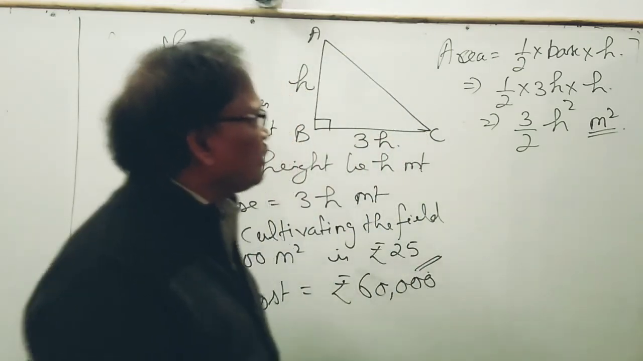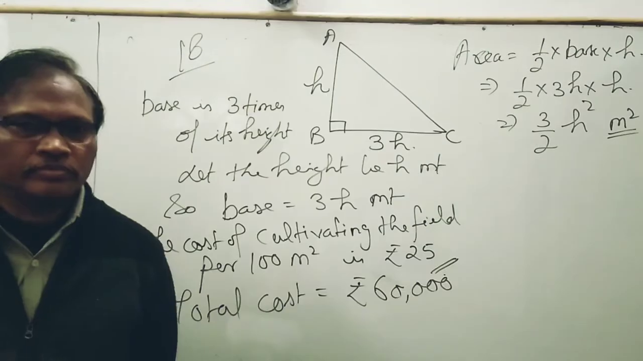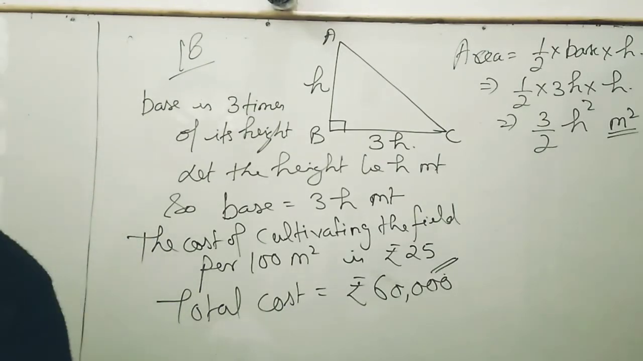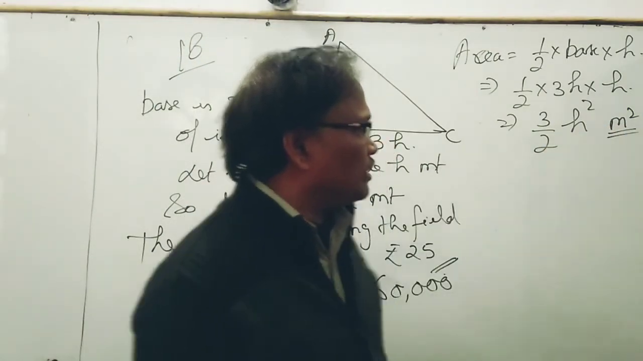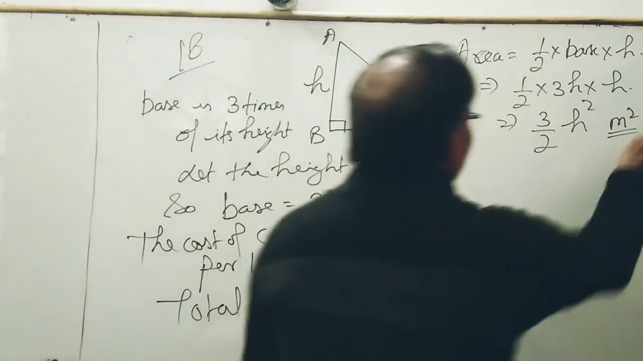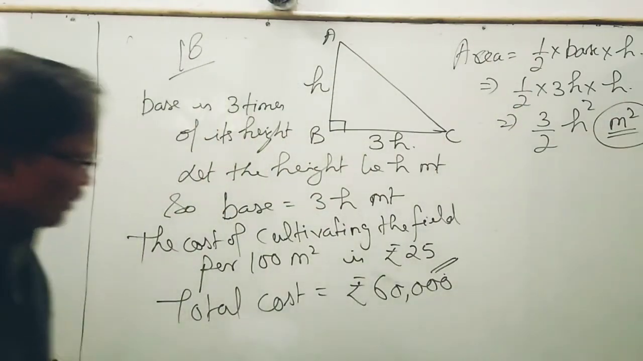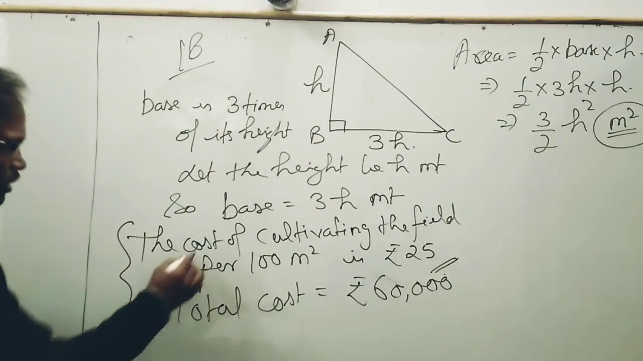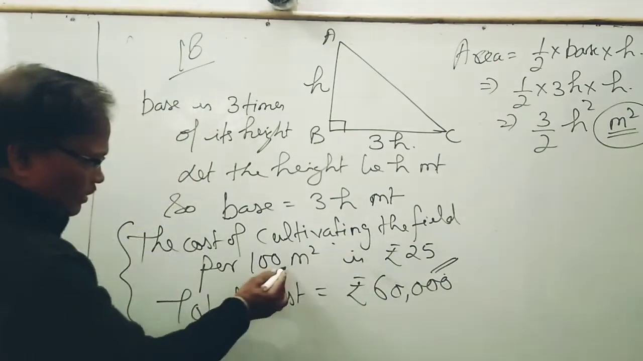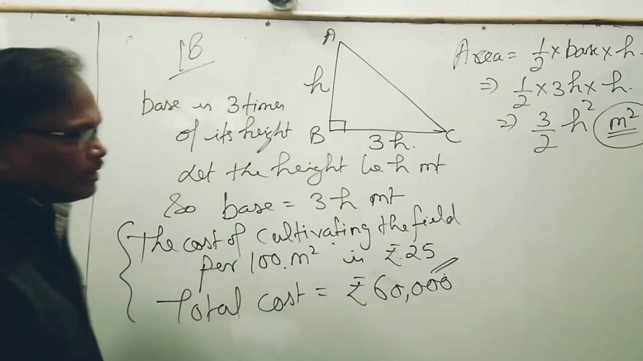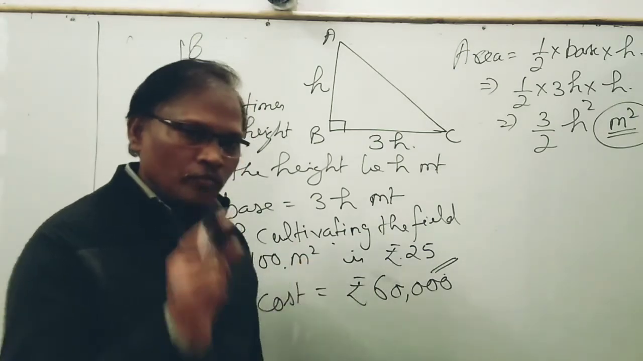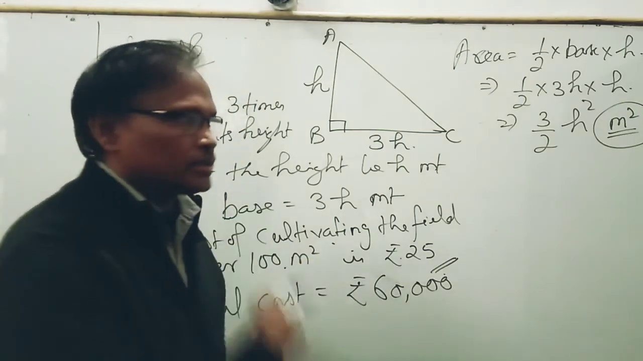So just area is equal to 3 by 2 h square meter square. In meter square, and the cost of cultivating per 100 meter square is rupees 25. It is given. It means you find the cost of 1 meter square.